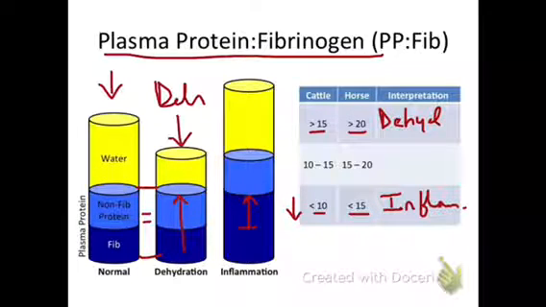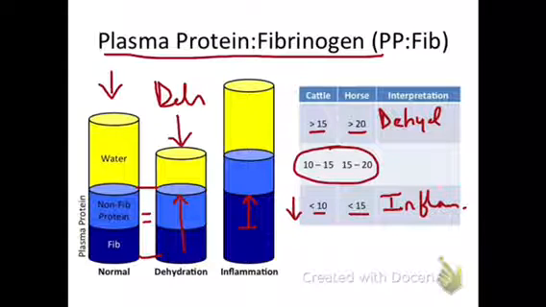Now, there is a gray zone where we don't know if dehydration or inflammation is causing the increased fibrinogen concentration. So if it falls within that gray zone, then you don't know what is causing the hyperfibrinogenemia.